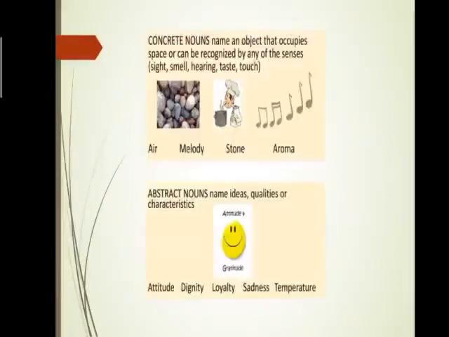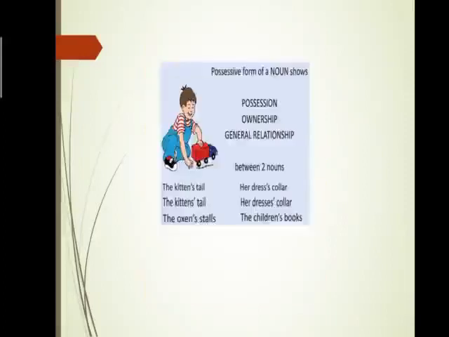Moving on, concrete nouns name an object that occupies space or can be recognized by any of the senses. For example, air, melody, stone, aroma. Abstract nouns. This names ideas, qualities or characteristics. Example, attitude, dignity, loyalty, sadness, temperature, etc. and many more. Moving on, possessive form of noun.